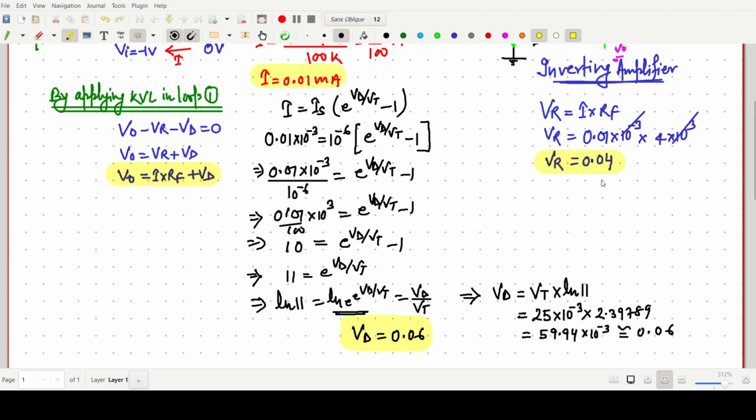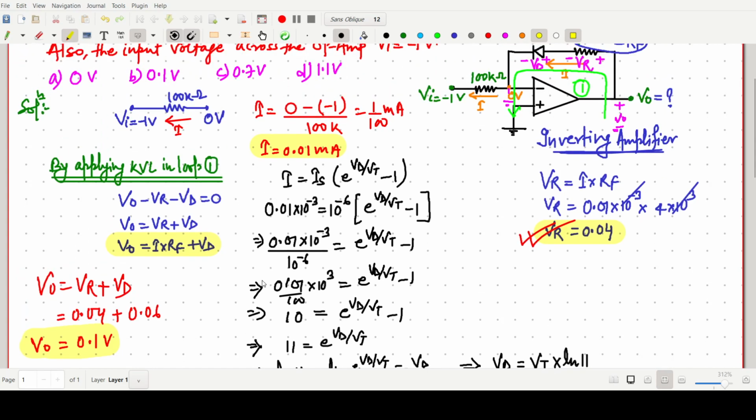Now Vd is there, Vr is there. We have already calculated Vr and Vd. So the output voltage V naught is nothing but simply Vr plus Vd. Put the value of Vr, 0.04, plus Vd value 0.06. If we sum, it should be 0.1 volt. So our output voltage will be 0.1 volt. So this was a very simple question.